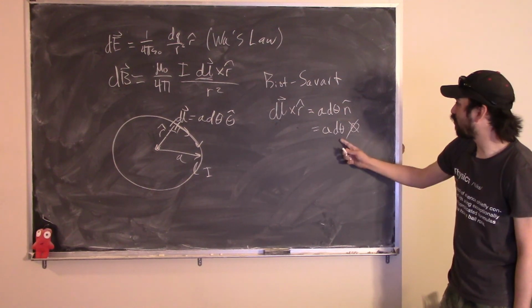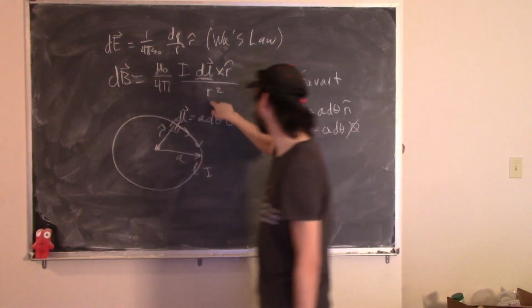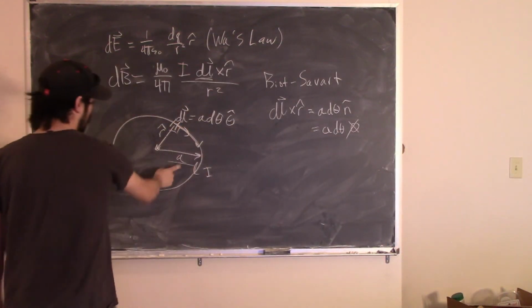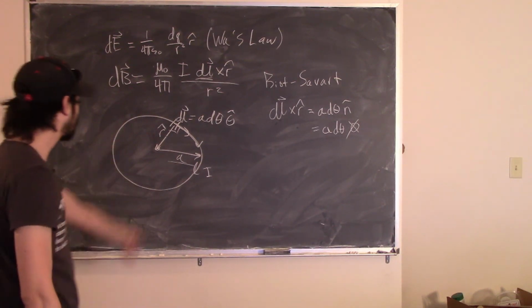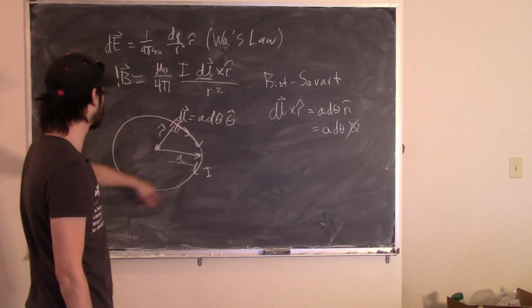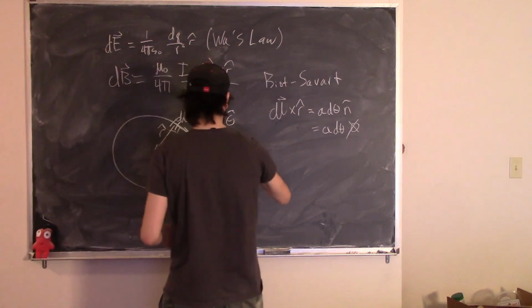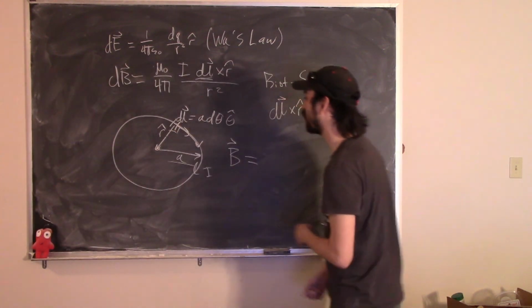So that takes care of almost everything. The last thing we need is just what the radius is. Well, we're given here that the radius is a, and that's the same for every dl around the arc of the circle. So we're ready to put this together to find what the magnetic field is at the center.